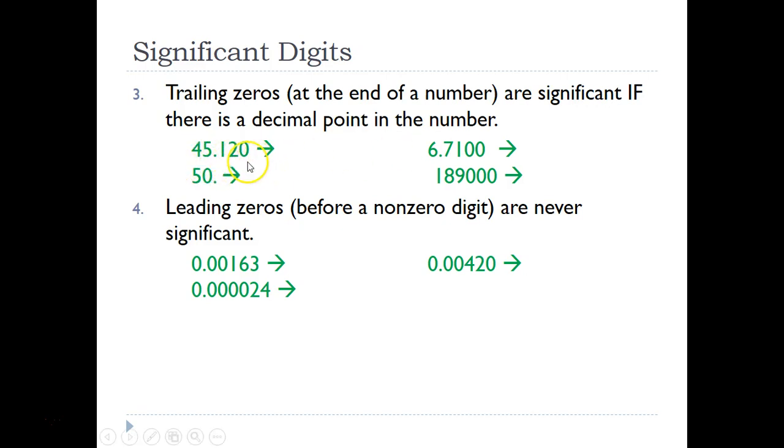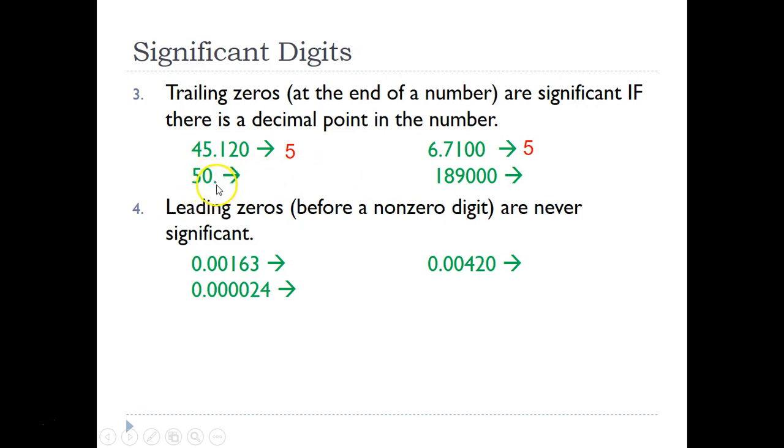So in 45.120, all the non-zeros are significant, and there's a 0 at the end of the number. Since there's a decimal point in the number, that 0 will count as significant, and so there are 5 significant figures in that number. In 6.7100, there are 3 non-zeros and 2 zeros at the end. Since there's a decimal point in the number, they count as significant, and there will be 5 significant figures in that number. Take a moment and pause the video and see if you can count the number of significant figures in the next two examples.